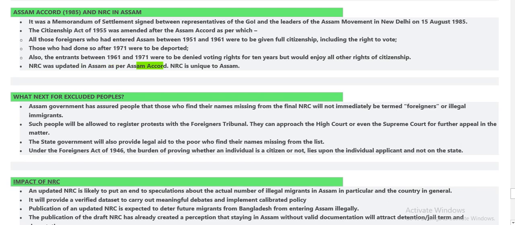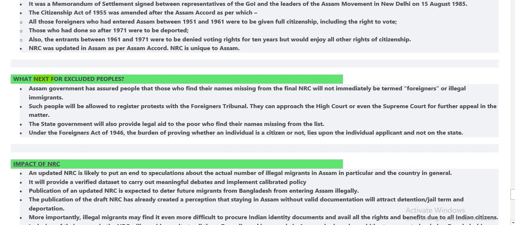Also, the entrants between 1961 and 1971 were to be denied voting rights for 10 years but would enjoy all other rights of citizenship. NRC was updated in Assam as per the Assam Accord. NRC is unique to Assam.